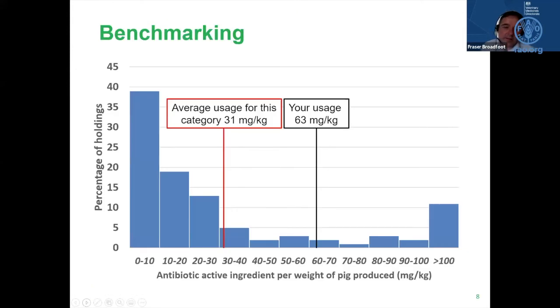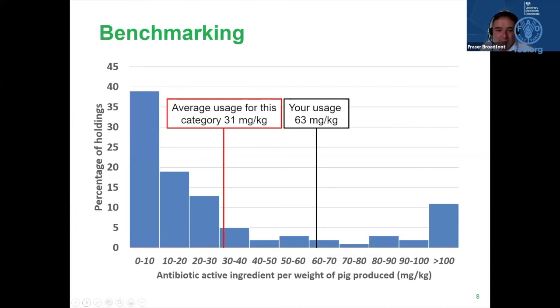And one of the real benefits that the pig sector have found is in terms of benchmarking their antibiotic use. This isn't real data, but it shows you the kind of thing that the farmers and the vets see when they log on to the medicine book. On the bottom, you can see the different bands that represent usage, using a measure called milligrams per kilogram. The milligrams is the amount of antibiotic active ingredient, and the kilograms relates to the weight of the animal population. So you can see along the bottom these bands of 0 to 10, 10 to 20 milligrams per kilogram, and on the left is the percentage of farms that are within those bands.